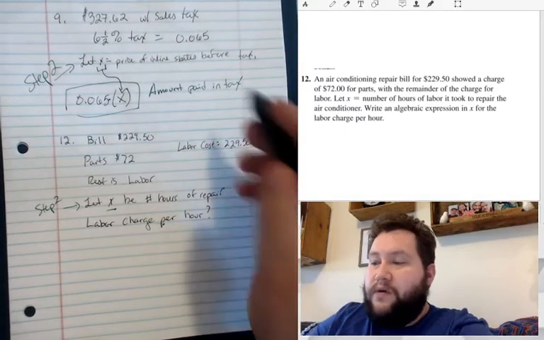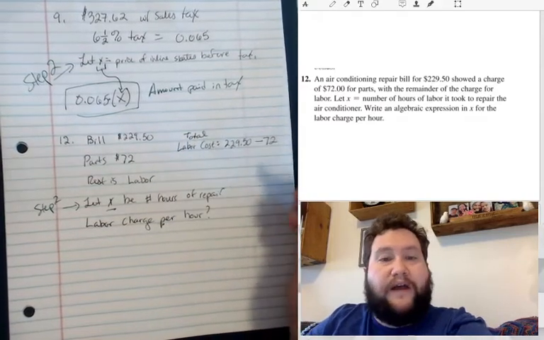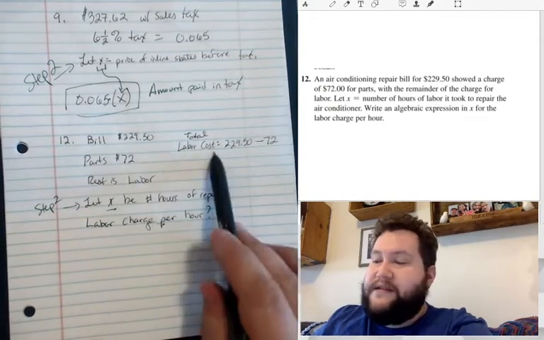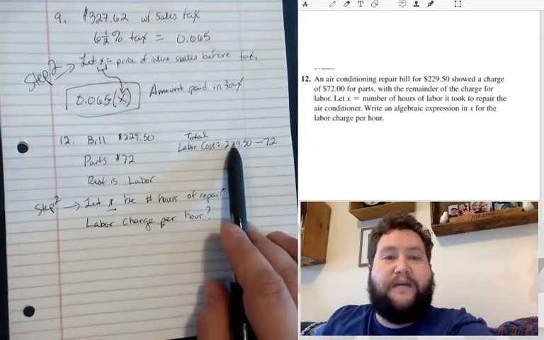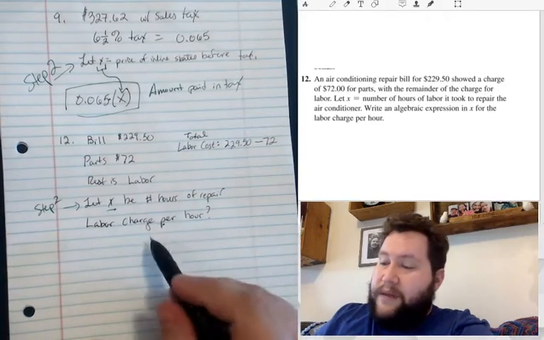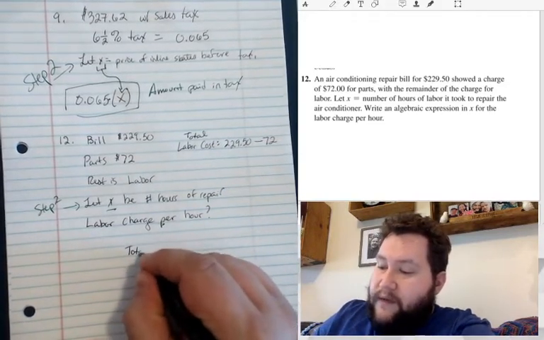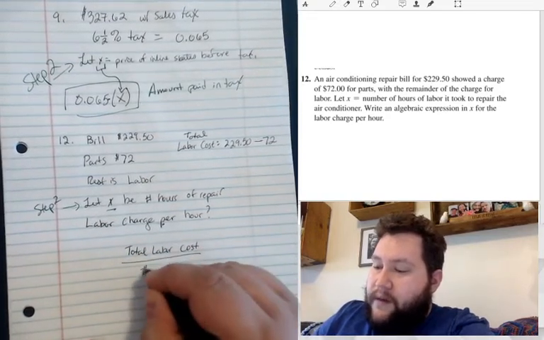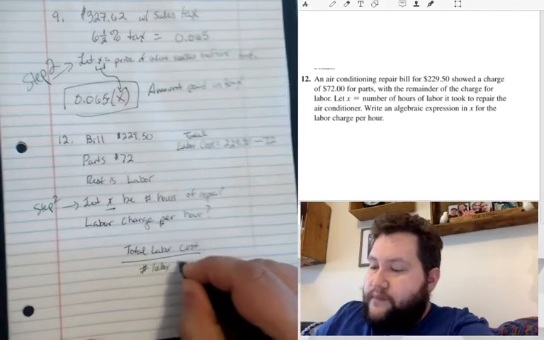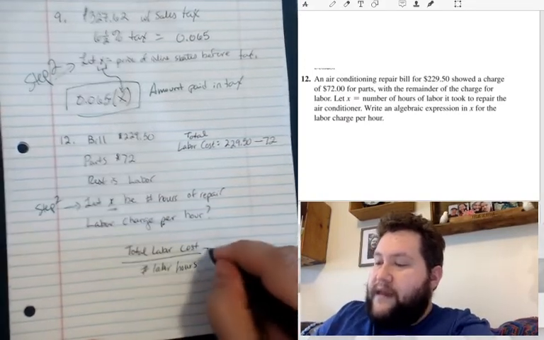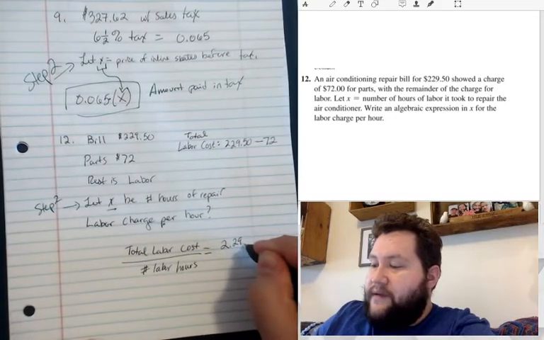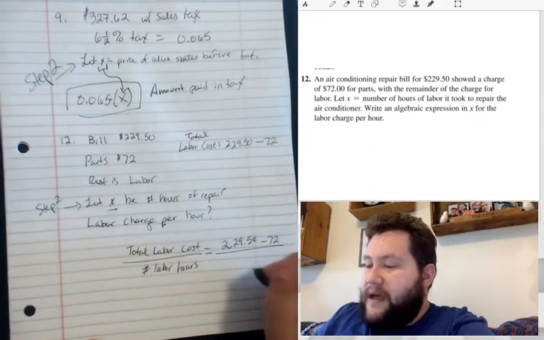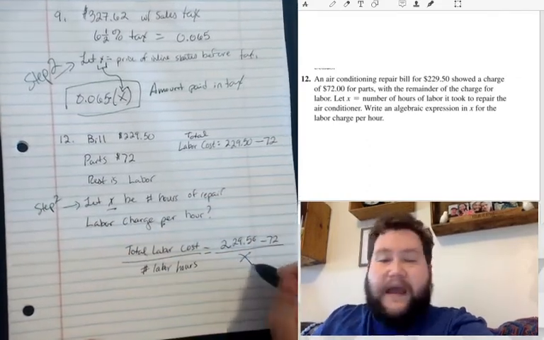And so that was the total labor cost. And we know that it took X hours. And so if that's the total, how do I find out how much it was per 1 hour? Well, labor charge per hour is total labor cost over the number of labor hours. And that means we take this 229.50, ignore that decimal, minus 72, and we divide it by the total number of hours, X.